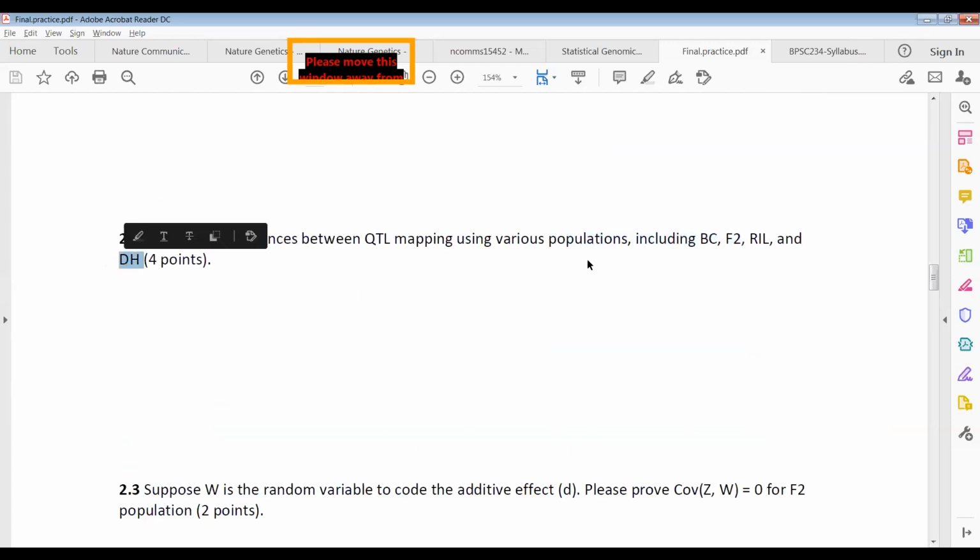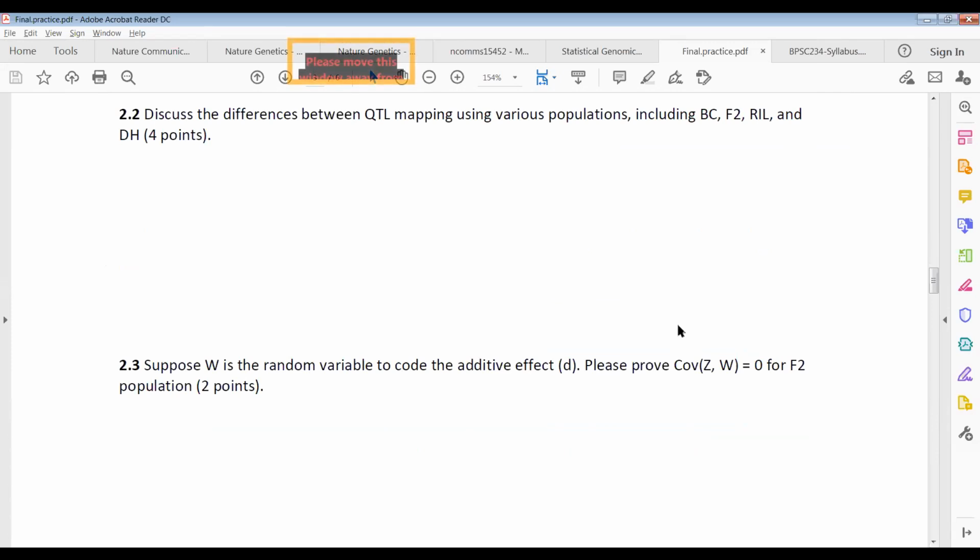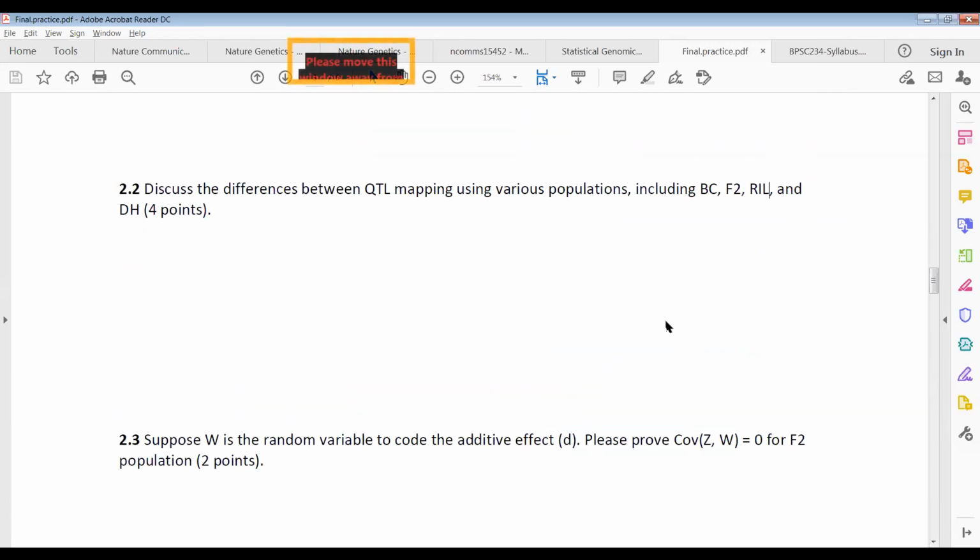So how about the comparison between DH and RIL? DH doesn't have higher resolution than RIL. Yes, very good. But in terms of the variance of the Z, it's the same, right? Yeah, okay, very good. So this is what I want to see.